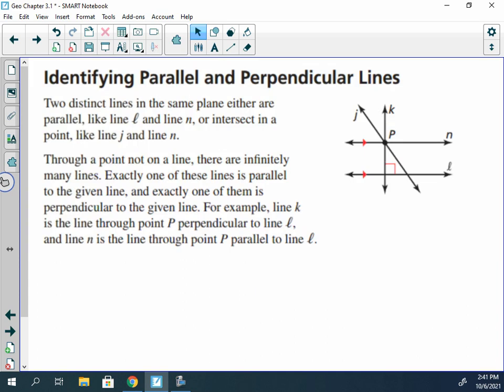Now, this here is not in your notes. Yes, sir. Perpendicular means that they intersect at a right angle. Yes. That they may intersect at a right angle. Well, through a point not on a line, there are infinitely many lines that will intersect or cross that we can make. For any point in a line, we can make an infinite number of lines through that point.